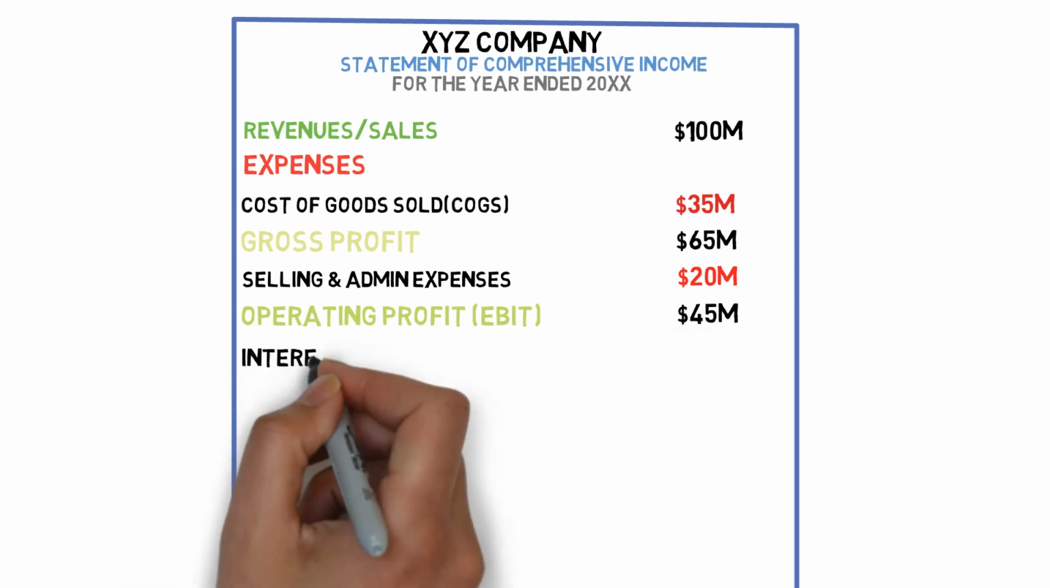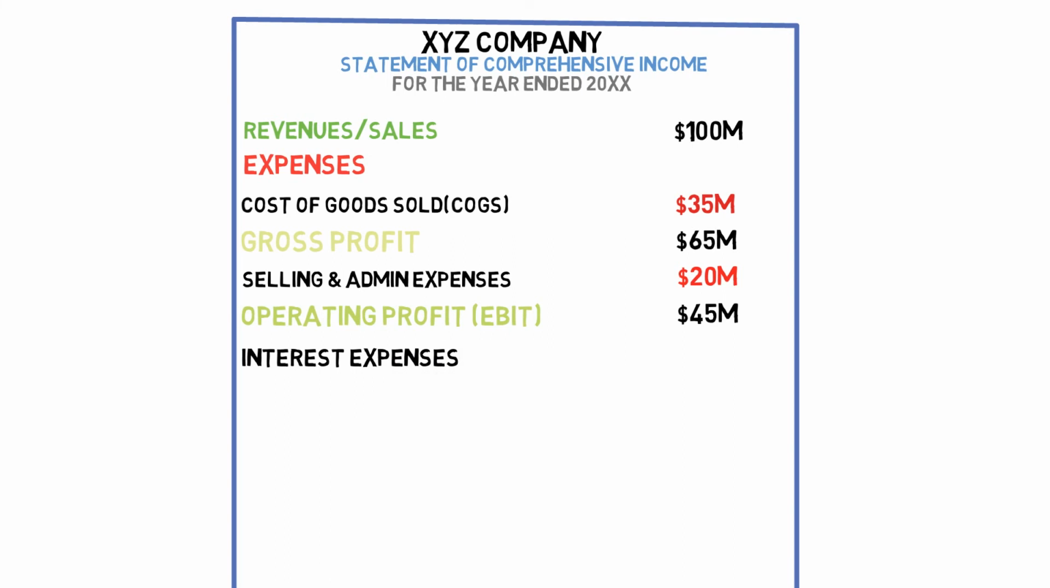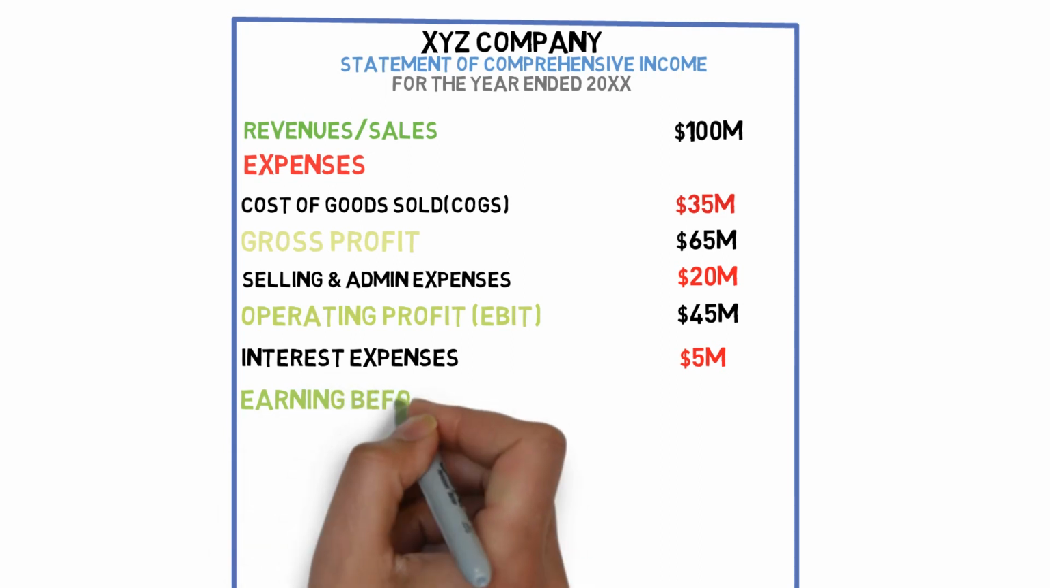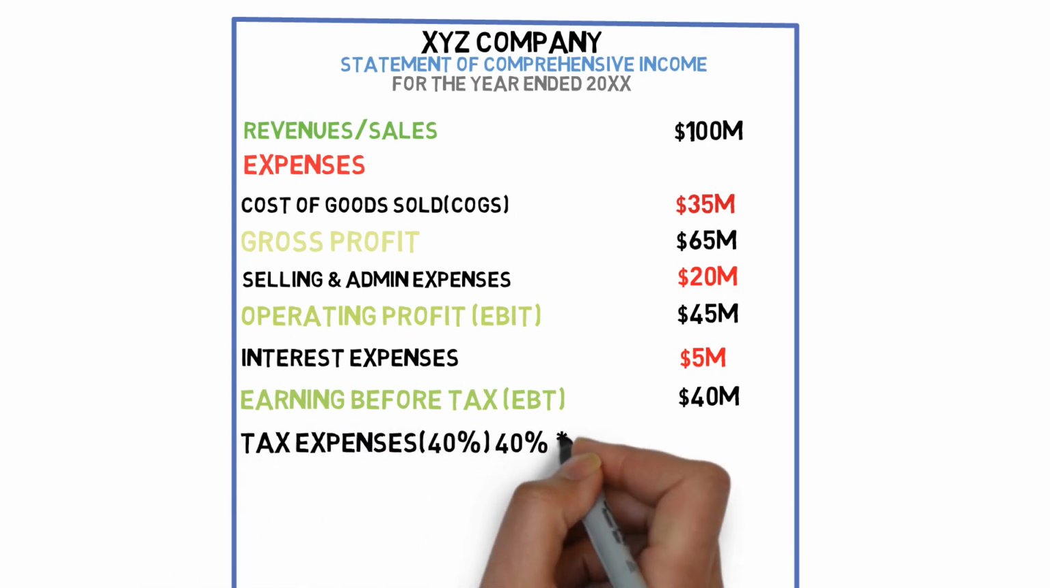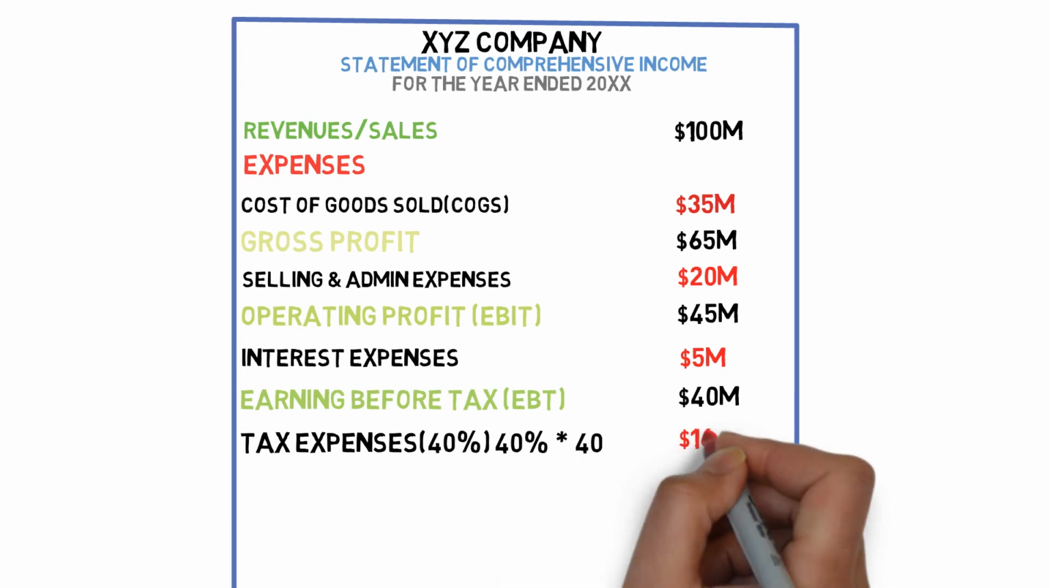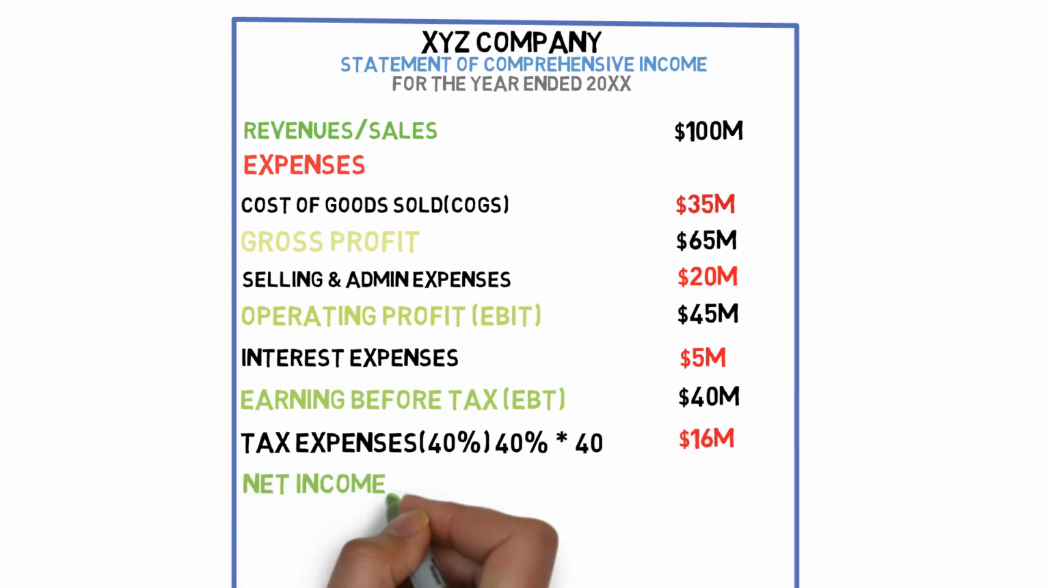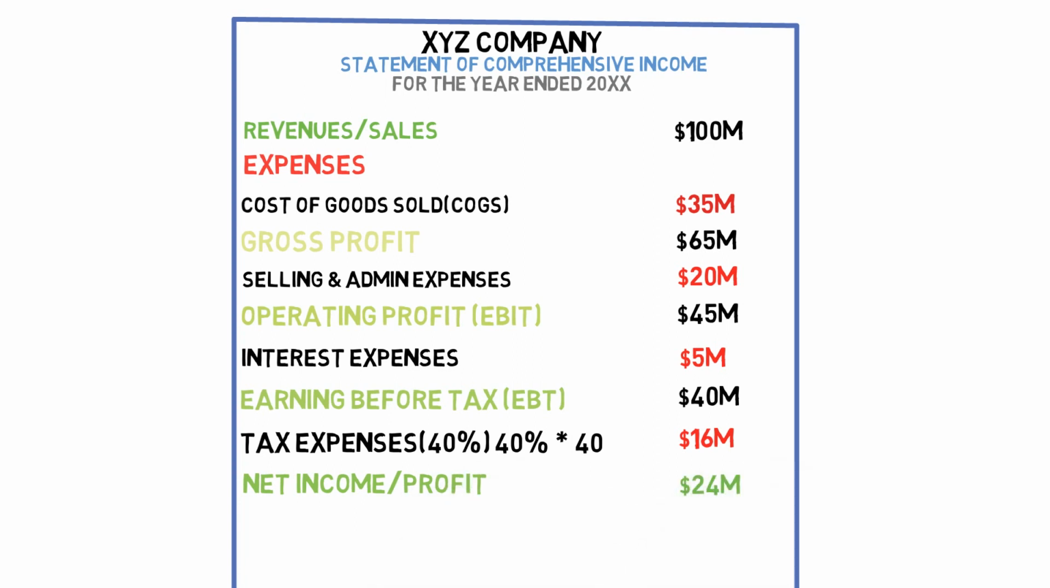Then we subtract the interest expenses of 5 million from EBIT, and we get earning before tax, or EBT, of $40 million. Let's say our company pays a tax rate of 40%. Then by deducting 40% tax rate from the EBT, we get our net income or profit, which will be $24 million. To wrap up our income statement, most companies also include EPS, earning per share, after net profit.